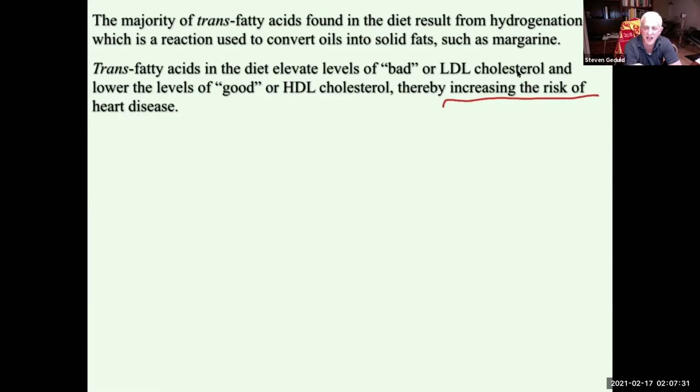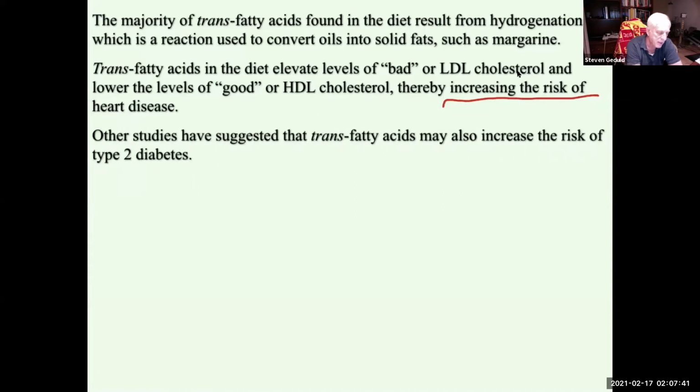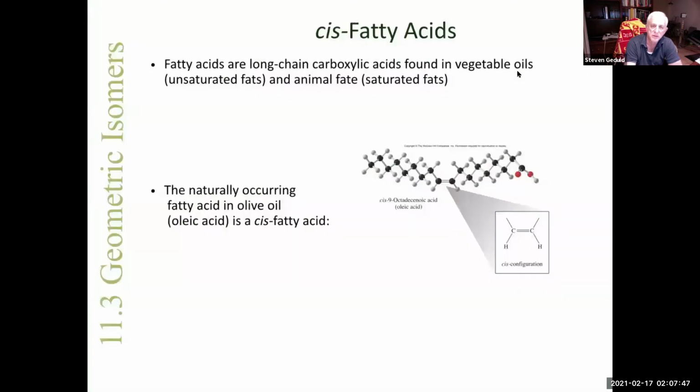So trans fatty acids, what they fry the French fries in, ice creams, things like that, those are your trans fatty acids. They increase the risk of heart disease. They also show that trans fatty acids increase the risk of type 2 diabetes. You have what's called cis fatty acids, which means at the double bond, where you can see the double bond, these are on both sides of the double bond.